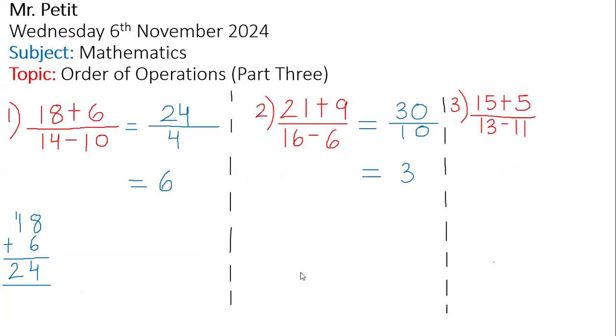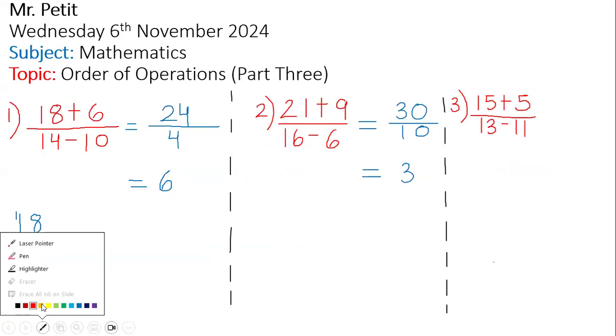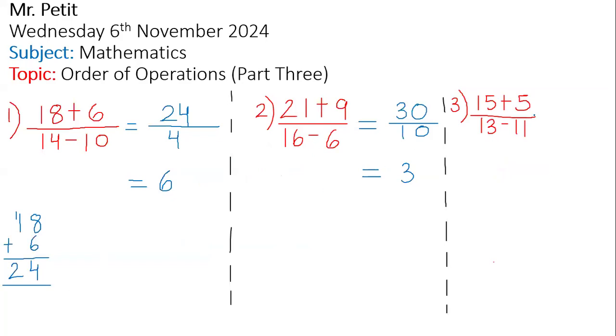All right. So for this one, what did y'all get for the final answer? 10? 12? First we have to add 15 plus 5, which is 20. 20 all over what? 13 minus 11 is 2. Very good. And 20 divided by 2 is 10. All right, pretty easy, right? Y'all should be able to answer these questions.